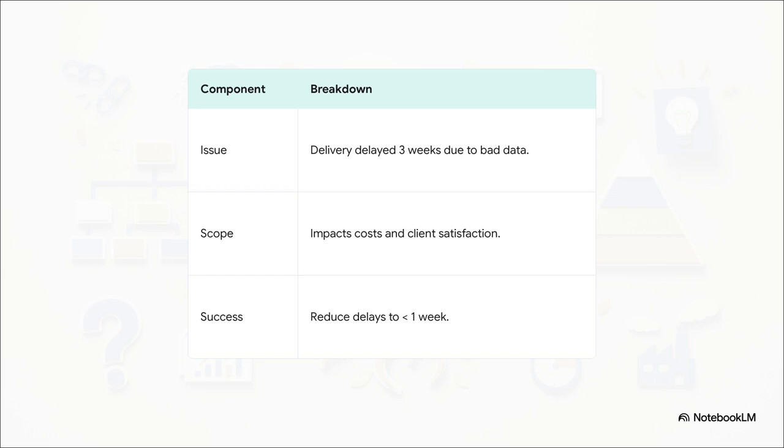It explicitly details the scope and impact. Impacts project costs, timelines, and client satisfaction. And crucially, it defines the success criteria. Reduce delays to less than 1 week within the next 2 project cycles. Notice how explicitly detailing the issue, scope, impact, and target metric completely removes all ambiguity from the solution. Everyone knows exactly what is broken, and more importantly, exactly what success looks like.